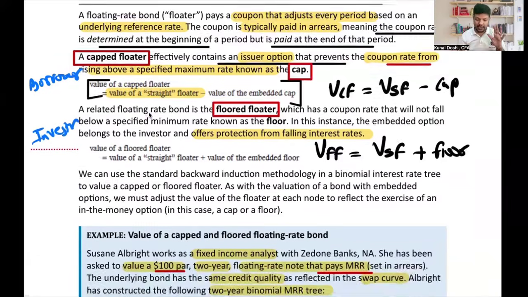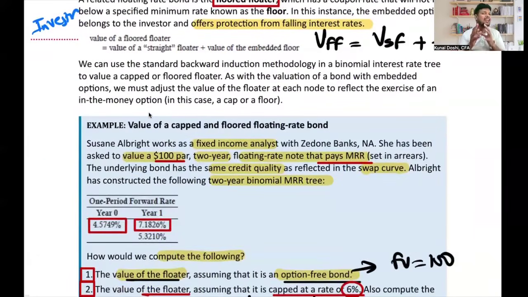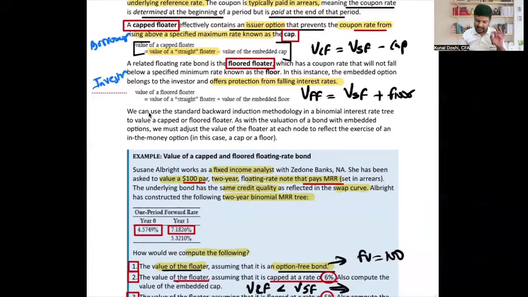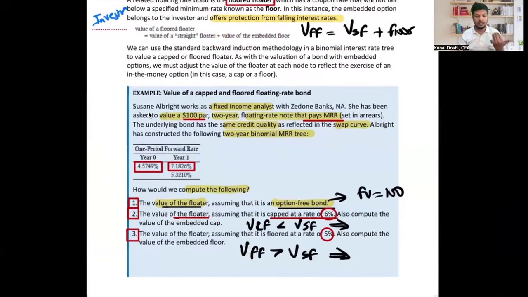Got it? The rest, the valuation, is the same as what you had for a callable and puttable bond. All you need to do is replace the call and put with the cap rate and a floor rate. Otherwise, there is no difference. Exactly everything is the same. Clear?